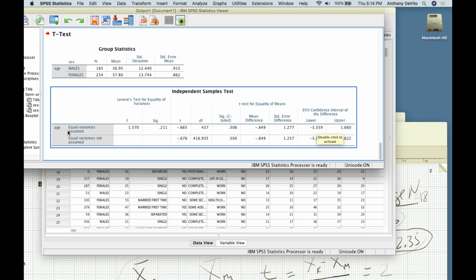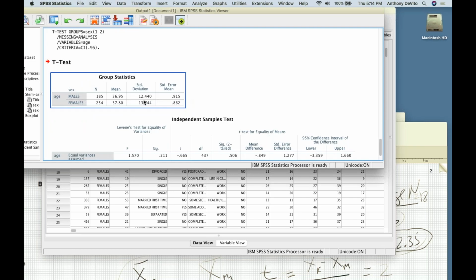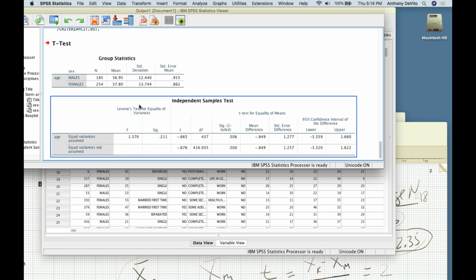Well, if you assume equal variances, in other words, the variability in the males is the same as the variability in the females. In fact, we saw that the variability in the males is 12.4, females 13.7, they're very close together. So we would probably be justified in doing that. In fact, as a rough rule, if one standard deviation is not twice what the other one is, assume equal variances, equal standard deviations or equal variances, right? Okay, if it's more than double, then assume unequal variances.